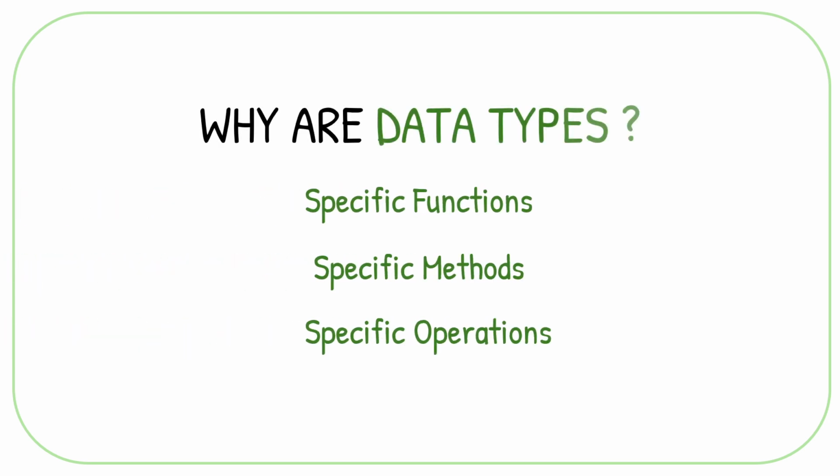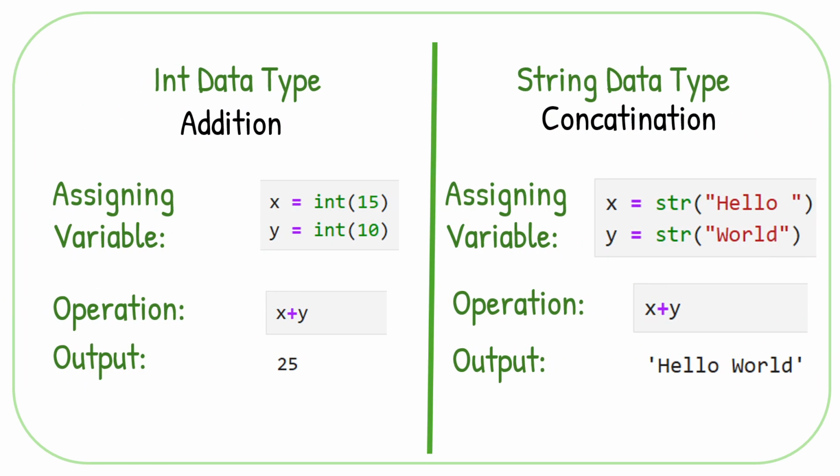Now the question is, why is this classification? It is because when any variable is created, specific functions, methods, and operations work on these data types. For example, the addition operation works differently for int data type and string data type. When we apply addition on int objects, it gives us the sum of both the integers. But when we apply the same operation on string data type, it gives us the concatenation of both the strings. That simply means that it joins the two strings.